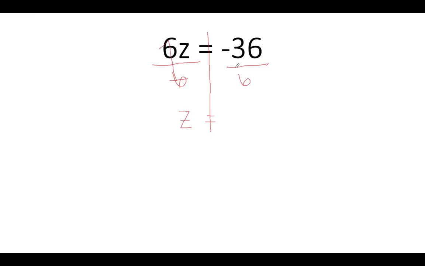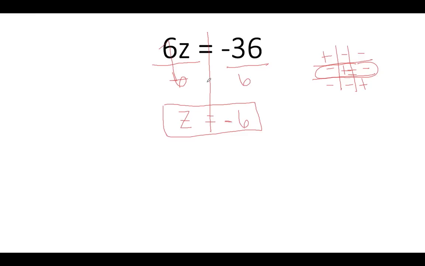We have a negative divided by a positive. So I'm going to use my tic-tac-toe board to help me out with this problem since I have division. So a negative divided by a positive is going to equal a negative, and 6 goes into 36 6 times. So in this problem, we get z equals negative 6. Now again, I can take this negative 6 and substitute it in for z.